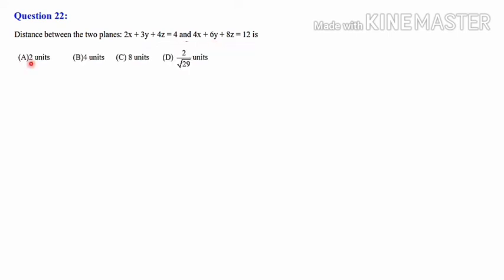Next we shall discuss question number 22. Distance between two planes 2x plus 3y plus 4z is equal to 4 and 4x plus 6y plus 8z is equal to 12 is, 4 options are there: 2 units, 4 units, 8 units and 2 by root 29 units. We have to find out the correct option. So here we have to do something with the equations.